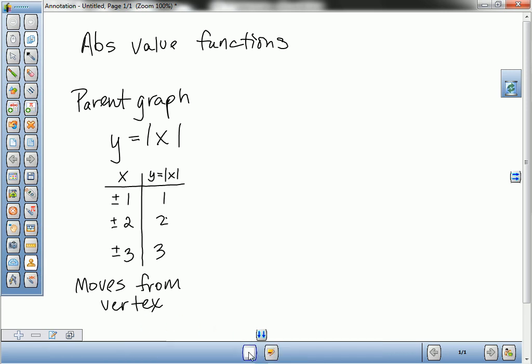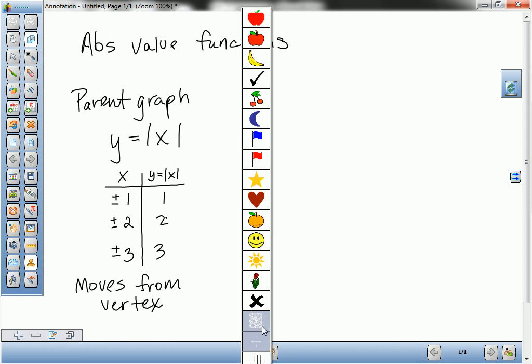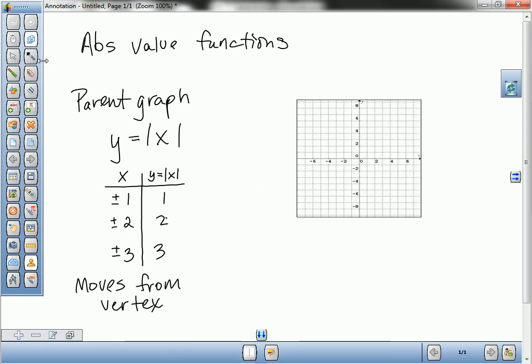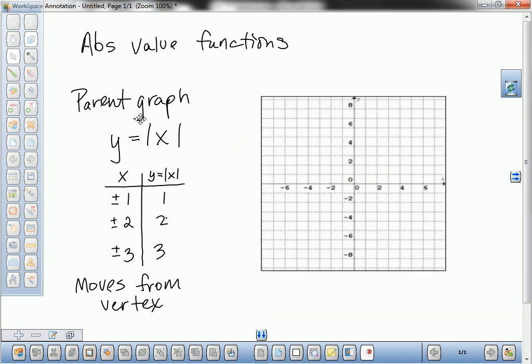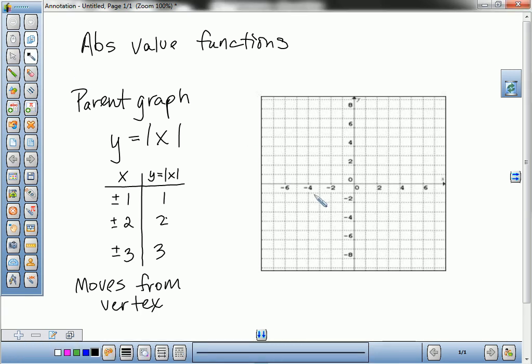Okay, so let me grab a graph. Which graph do I want this time? This one? Oh, yeah, that's a nice one. All right, so here is our function. We're going to graph it right here at 0, 0, because that's where we start at the origin. And then what this table means, if I go right 1, I go up 1. Right 1, up 1. But the negative 1 tells me if I go left 1, I go up 1.